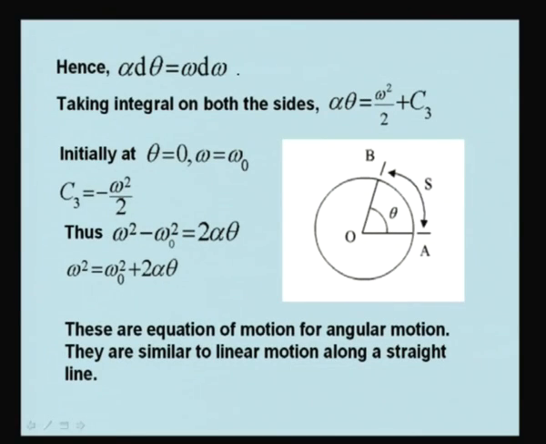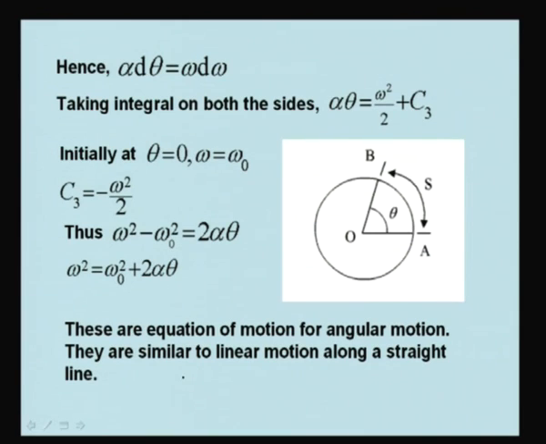Hence, alpha d theta is equal to omega d omega. Taking integral on both the sides, we get alpha theta is equal to omega square by 2 plus c3. Initially, at theta is equal to 0, omega is equal to omega 0, that means c3 is equal to minus omega 0 square by 2. Thus, omega square minus omega 0 square is equal to 2 alpha theta, or omega square is equal to omega 0 square plus 2 alpha theta.